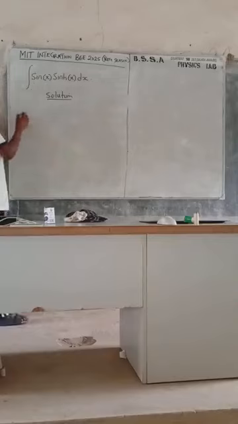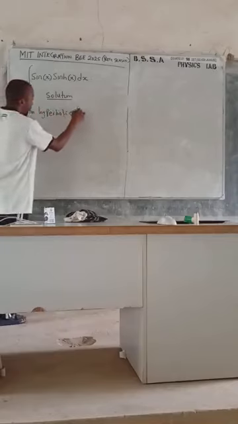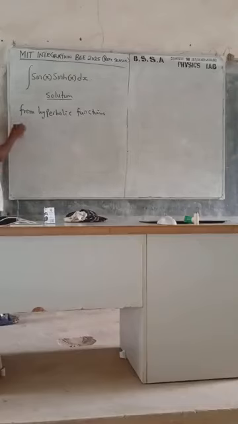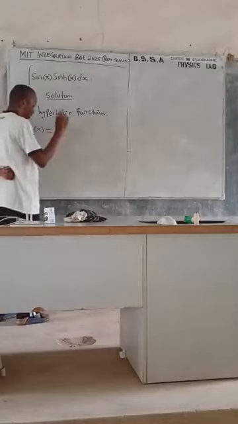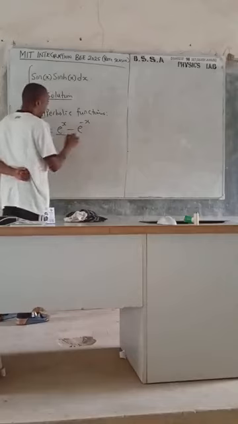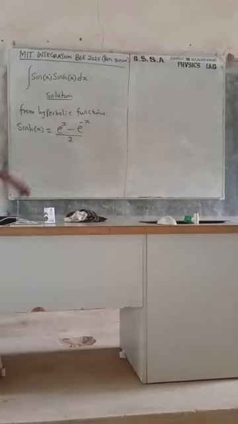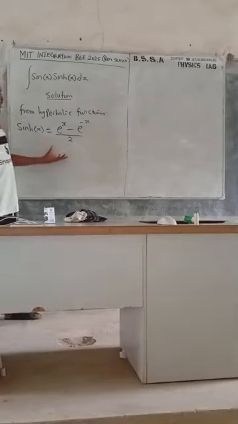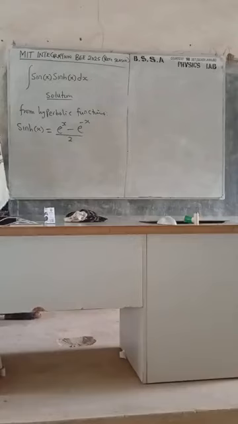So we recall that from the hyperbolic function, we know that sinh x can be written as e to the power of x minus e to the power of minus x, divided by 2. Yes, we have this. Reason being that sine here is an odd function. So we can simply substitute this in here and obtain a solution for this.